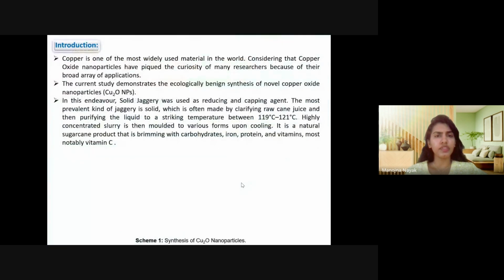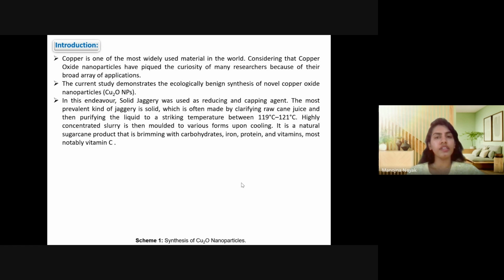Kamble. As we know, in recent decades nanotechnology has taken over the world, not only in the medicinal and research field, but also in science and technology. And as we know, copper is one of the most widely used materials in the world. Considering that, copper oxide nanoparticles particularly have piqued the curiosity of many researchers because of their broad array of applications. And the current study demonstrates the ecologically benign synthesis of novel copper oxide nanoparticles.